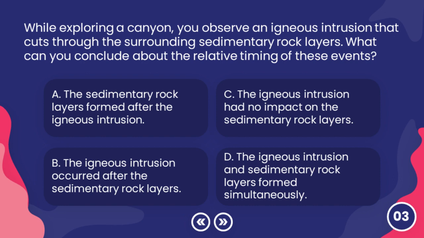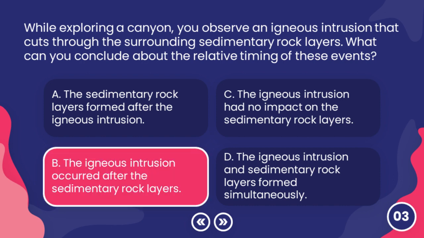A. The sedimentary rock layers formed after the igneous intrusion. B. The igneous intrusion occurred after the sedimentary rock layers. C. The igneous intrusion had no impact on the sedimentary rock layers. Or letter D. The igneous intrusion and sedimentary rock layers formed simultaneously. What do you think is the best answer? Very good, it's letter B. The igneous intrusion occurred after the sedimentary rock layers.